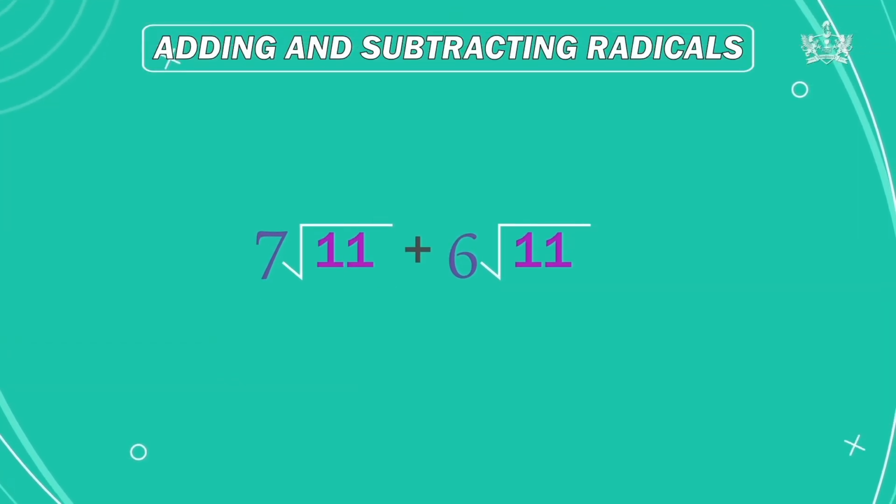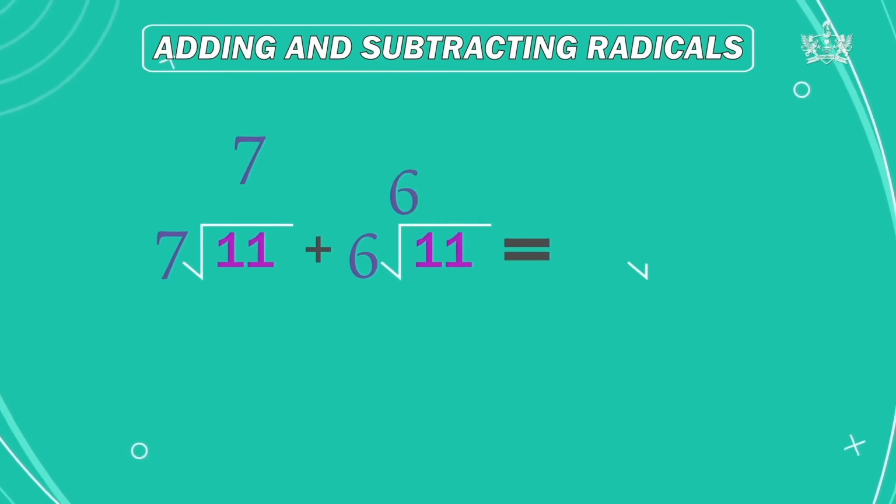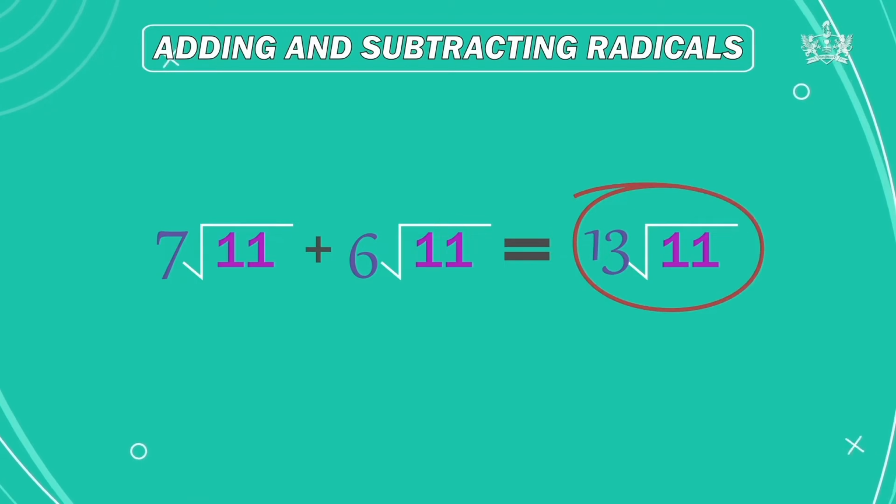To solve the first one, we first recognize that the radicand is the same for both terms. That means we are good to combine like terms. So then we would just add the 7 and the 6. We get 13 times the square root of 11. 11 is prime, so we cannot factor that any further.